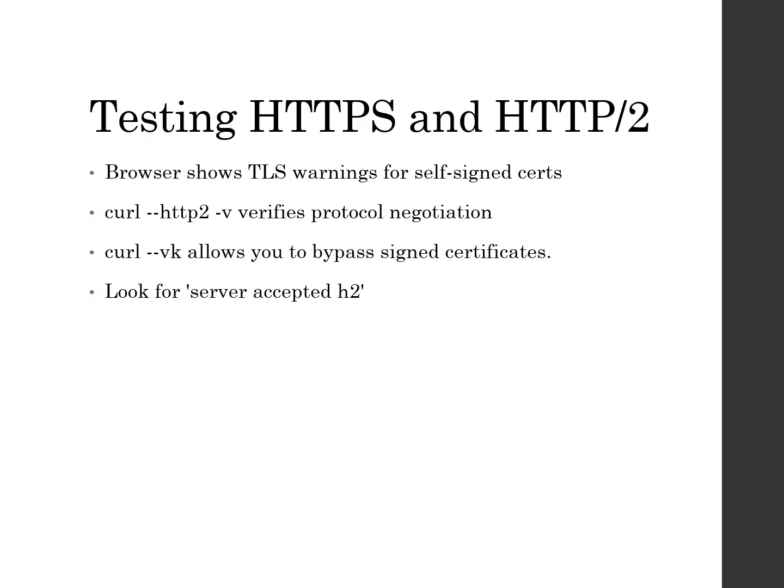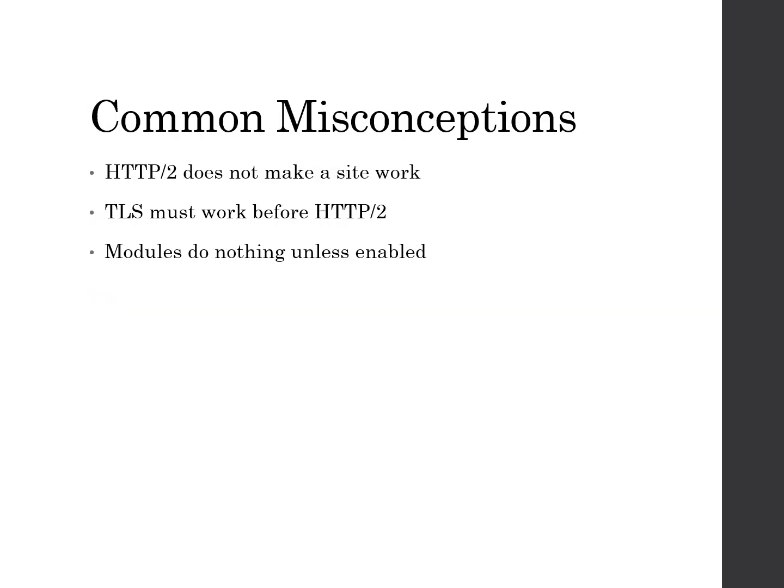Now, in order to test this, we're going to look in our browser and we're going to use curl. Curl is going to be used extensively throughout this class, so get used to using it. In our case, -v verifies protocol negotiation when we use it, and -k bypasses self-signed certificates. Something you'll notice when we use HTTPS, if you have a self-signed certificate and you don't use the -vk option, you'll get an error that says it's a self-signed certificate. We're okay with that. What we want to see is whether it's actually accepting the traffic, and it should say server accepted h2 when we get the output.